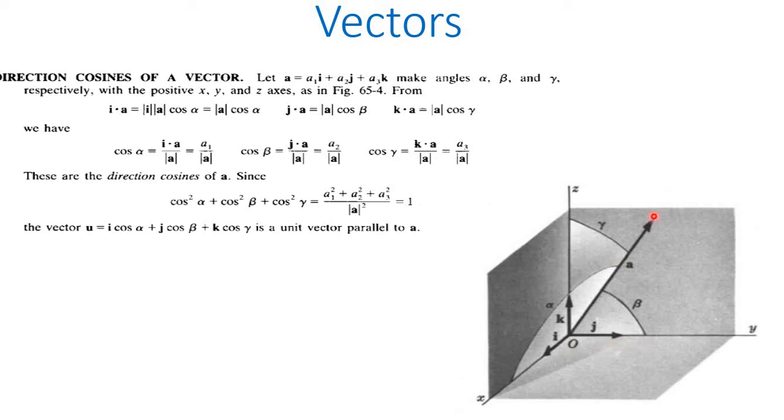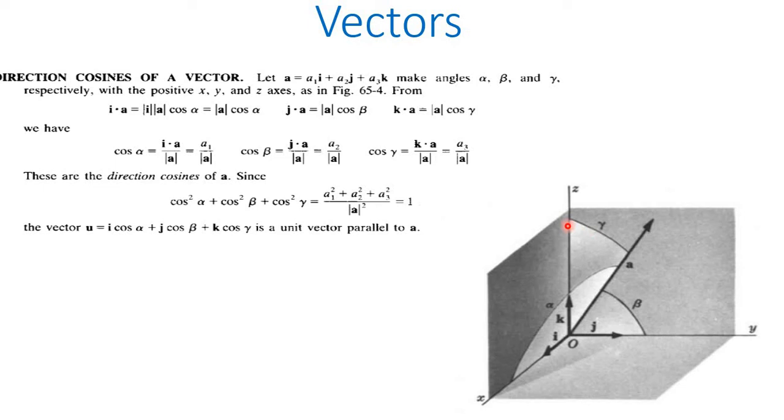Let OA be a vector whose directions are to be found, and these directions are known as the direction cosines of a vector. For example, let A equal to A1 i plus A2 j plus A3 k be a vector making an angle alpha with the x-axis. So alpha is the angle between the x-axis and this vector. Beta is the angle between this vector and the y-axis, and gamma is the angle between the same vector and the z-axis.